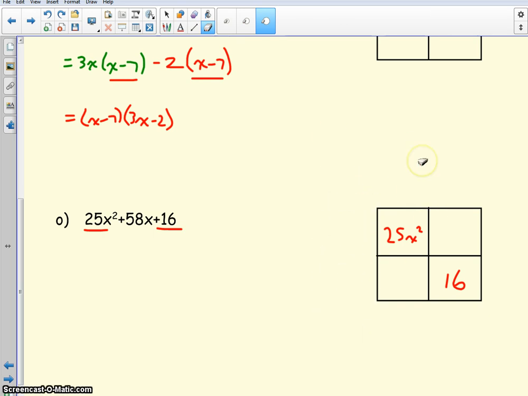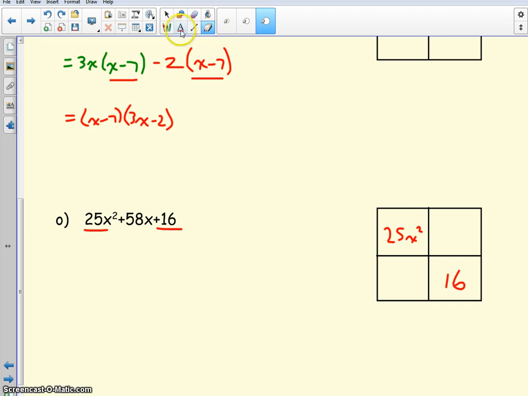Okay, so again, there's not a lot of combinations for 25x squared. We did 5x and 5x. We could try other things that multiply to 16. We could try 8 and 2, 16 and 1, and see what worked. If none of those work, then you can try different combinations for 25x squared, like 25x and x. So a little bit of trial and error here.